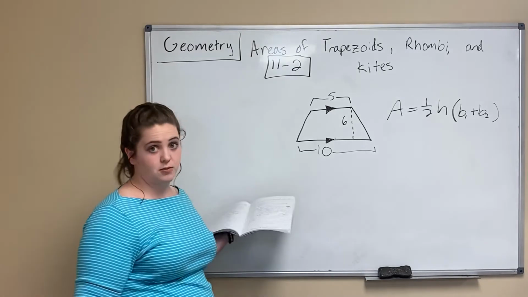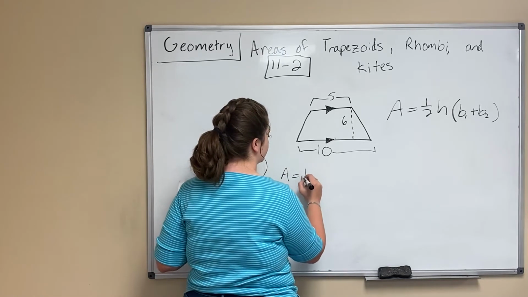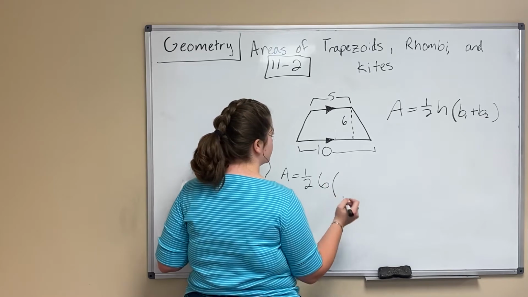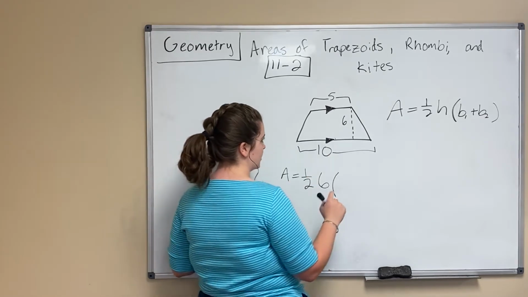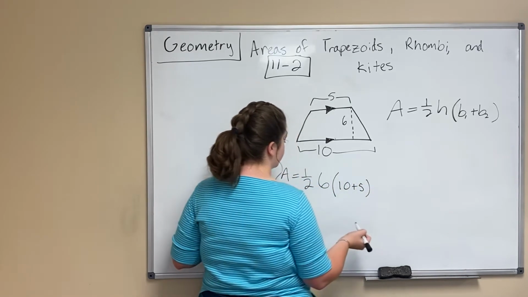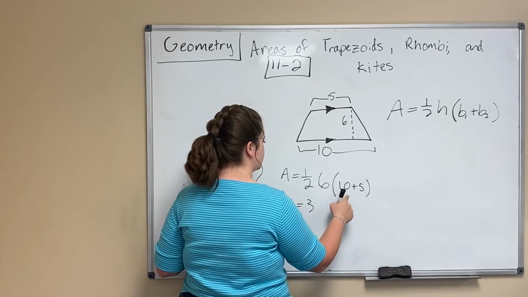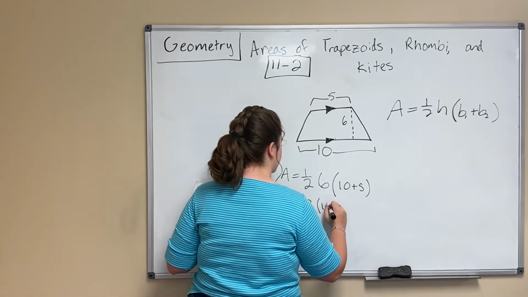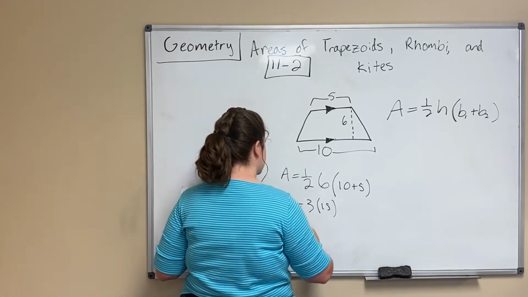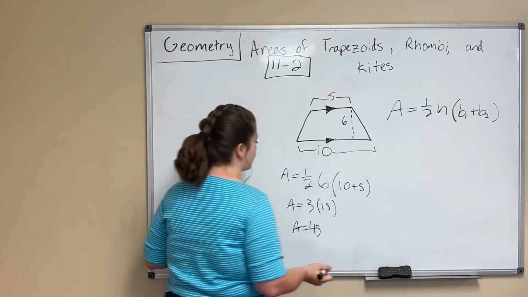Okay, suppose that's our measurements. To find my area, I take area equals 1/2 the height, which is 6, times our two bases added together. So 10 plus 5. So 1/2 of 6 equals 3, and 10 plus 5 is 15. So our area is going to be 3 times 15, which is 45.